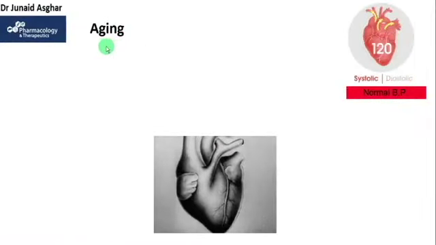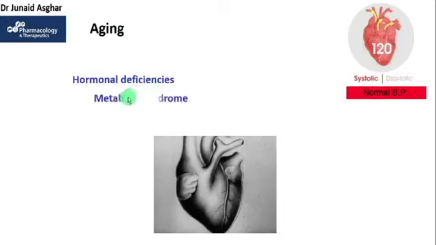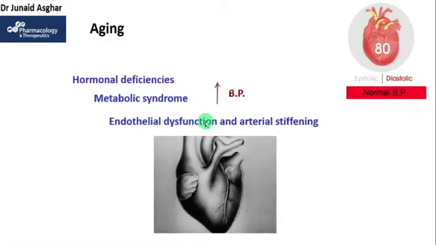Aging. Aging or cardiovascular aging can be a cause of essential or primary hypertension. There are several key mechanisms which usually play a part in age-related hypertension, such as hormonal deficiencies, metabolic syndrome or diabetes, and endothelial dysfunction and the resulting arterial stiffening.